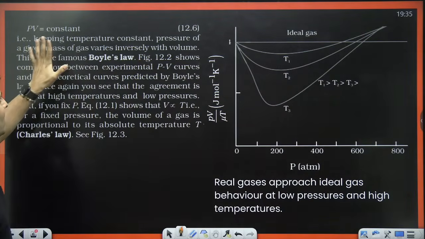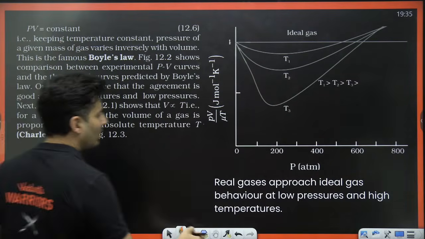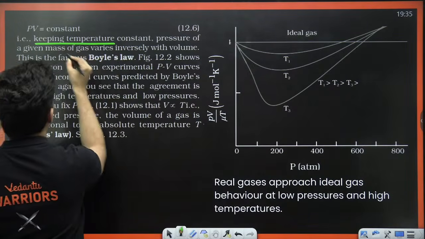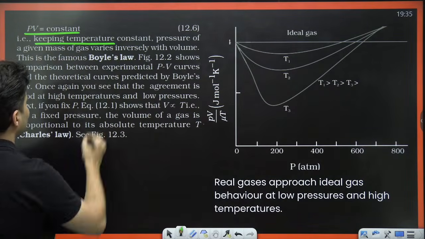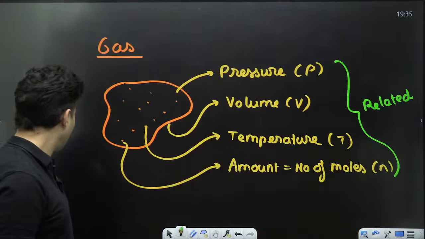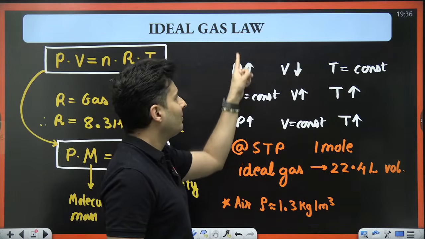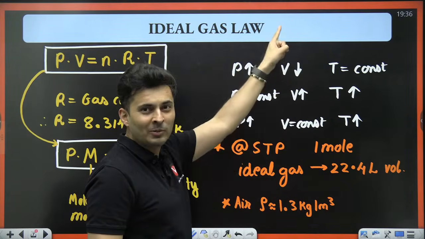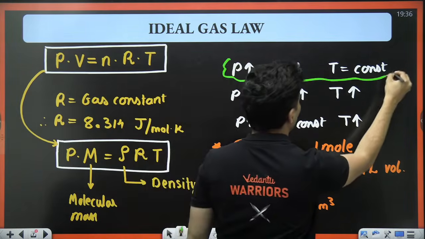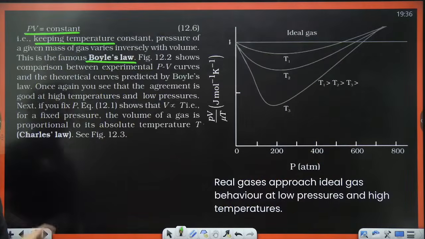You can see that one part says that when you keep the temperature constant, then pressure into volume is constant. That is called Boyle's law. When you keep temperature constant, pressure increases, volume decreases; volume increases, pressure decreases. So that is basically this part, which is your Boyle's law.